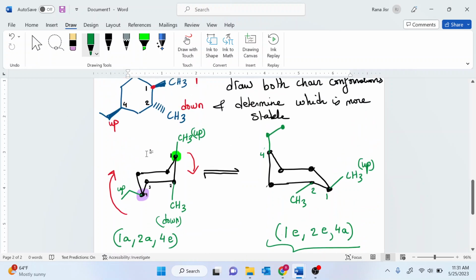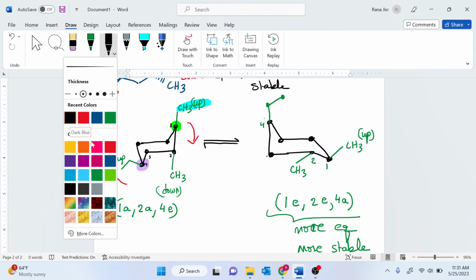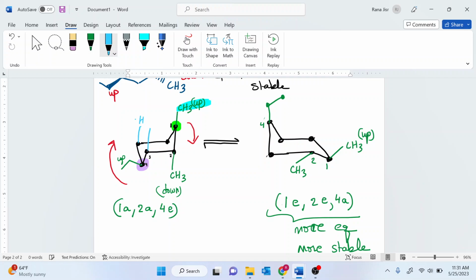If you want to get the energy of this structure, see what interactions you have. The CH3 that is up is going to come and interact with all the axial hydrogens that are up. So let's label those hydrogens. You have an axial hydrogen up here and an axial hydrogen up here. So you're going to have 1,3-diaxial interactions between the CH3 and the hydrogens. And the CH3, which is an axial down, is going to come and interact with the axial hydrogens that are in the same plane as the CH3 that is down, which are these two hydrogens. So you have four hydrogen-CH3 diaxial interactions, two up and two down.